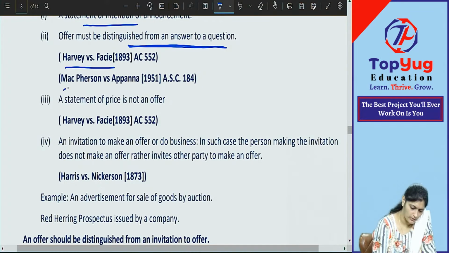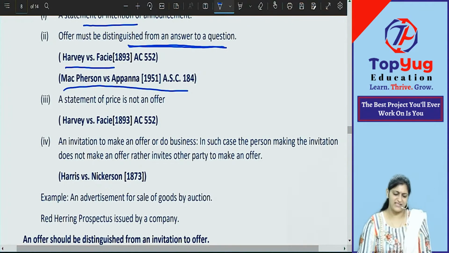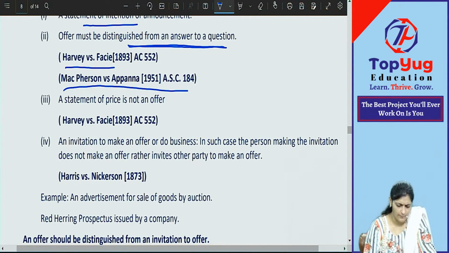This I'll just tell you what it is. I'll not write. Same case, okay. The offer must be distinguished from answer to question. McPherson versus Apana. So in this case, what happened?